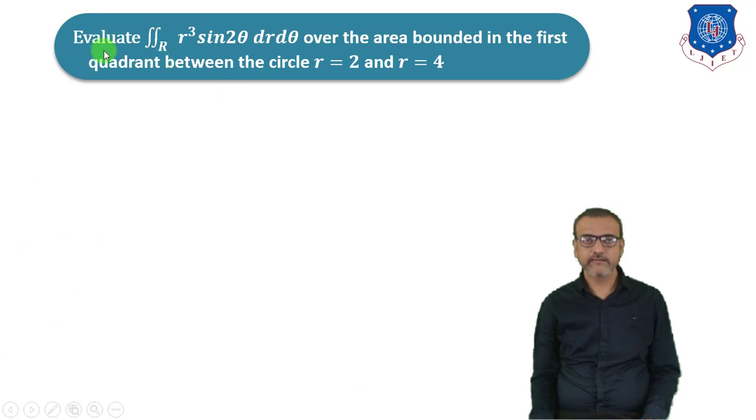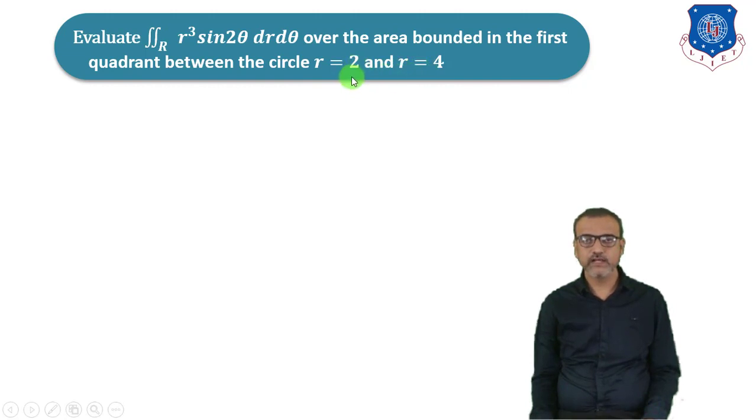Now this is example 3. Evaluate the double integration of r cube sine 2 theta dr d theta over a given region R, that is over the area bounded in the first quadrant between the circles r equals 2 and r equals 4. Here the limits of the integration are not defined to us, but instead we are given two circles, one is r equals 2 and the other is r equals 4.